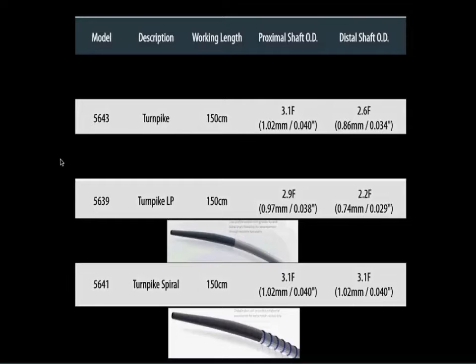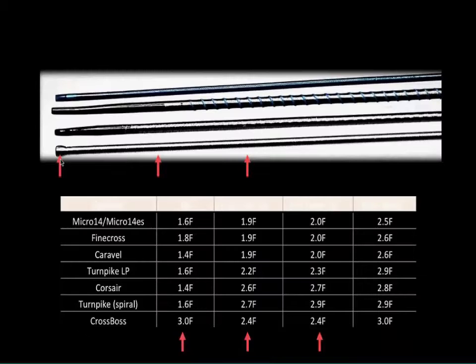My choice, I typically use either a Turnpike LP or I end up using a Micro 14 for these cases. But the Turnpike LP is a little bit lower profile. I think it makes the bend when you get down to the anastomosis, it makes that turn a little bit easier than the traditional Turnpike. The Corsair is very good as well.